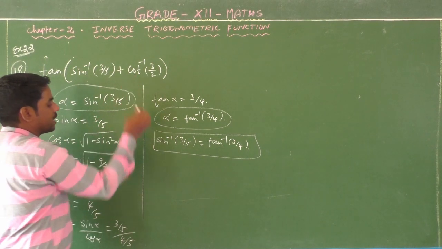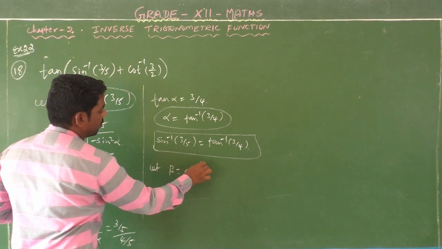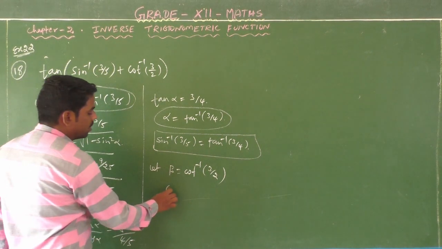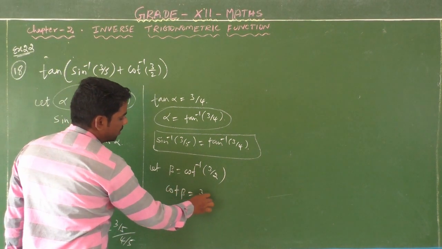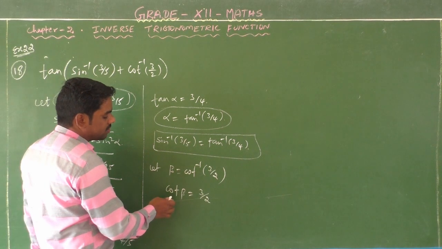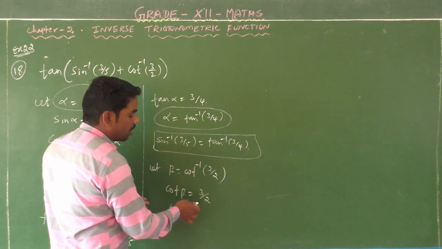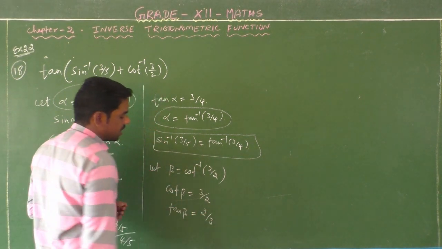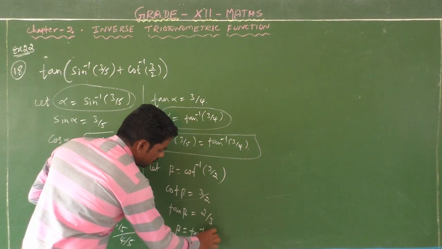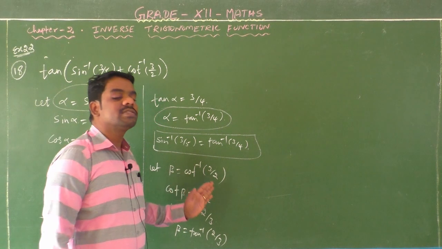Right, next one, the second one: cot inverse of 3 by 2. Let beta be equal to cot inverse of 3 by 2. Then cot beta equals 3 by 2, which implies tan beta is equal to the reciprocal of the cot beta function. So 1 by 3 by 2 is equal to 2 by 3. So beta is equal to tan inverse of 2 by 3.